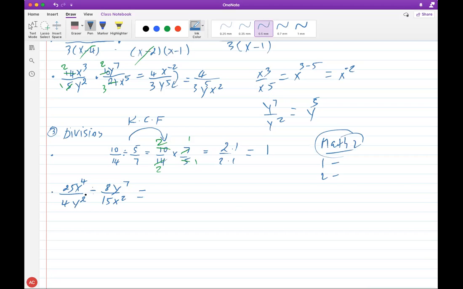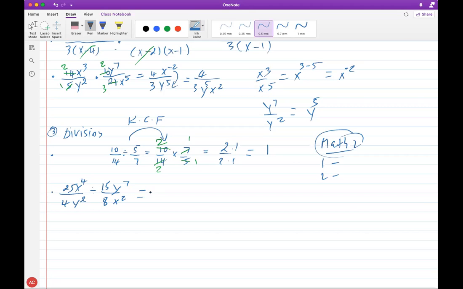Because of the division, do not cancel. Actually, I messed up the numbers. Do not cancel anything yet, okay? Because it's division, you have to first turn it into a multiplication and then simplify. Let me actually switch the numbers a little bit here for convenience. Let's make this 15 and 8. That should be better now.